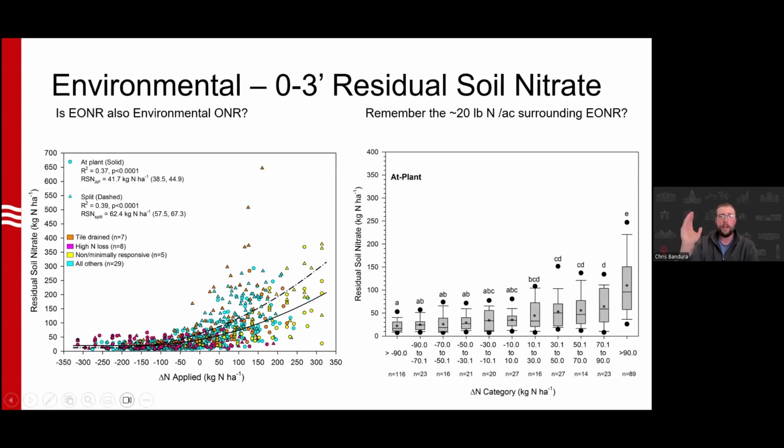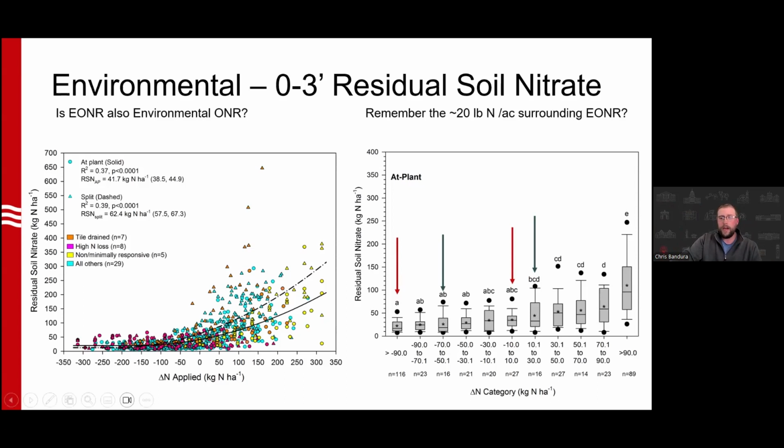So we're saying if we could predict EONR within 20 pounds, 10 pounds on either side, what would this tell us? The first key takeaway is that using residual soil nitrate as that kind of proxy or indirect measure of environmental impact, you'll notice here the soil nitrate in those rates right around EONR were no different than where we under applied by over 90 pounds per acre. Generally that's where we didn't apply N on these sites. So there's no difference in soil nitrate there.